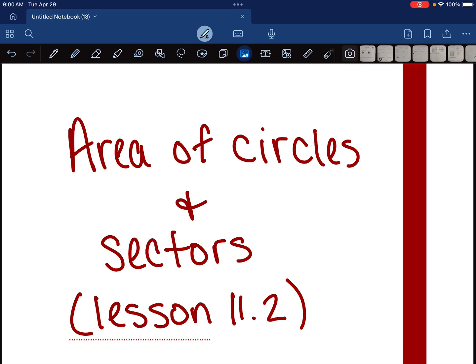Okay, today we're talking specifically about area of circles. Yesterday we looked at circumference. Today we're talking about area of circles, and then we'll also look at area of a sector. So similar to yesterday, we'll start with the whole circle, then we'll move to just a sector on the circle, right?